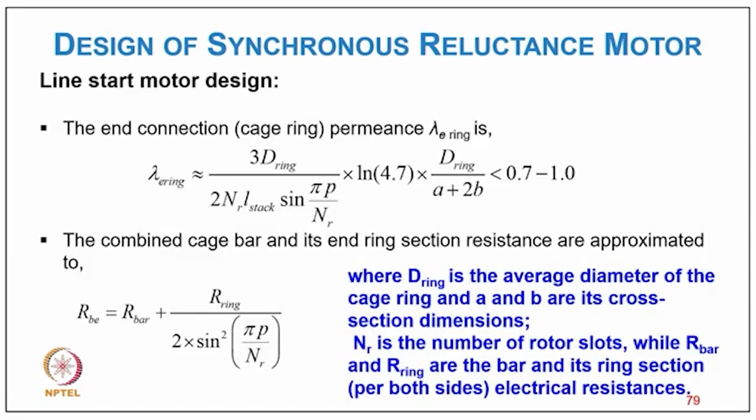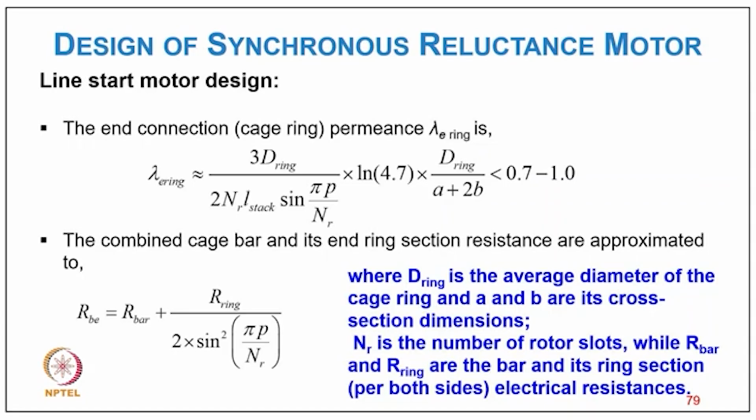So for the end connections, the cage ring permeance lambda ring is equal to 3 D ring upon 2 NR L stack sin squared pi P upon NR into logarithmic 4.7 into D ring upon A plus 2B, which will be less than 0.7 to 1.